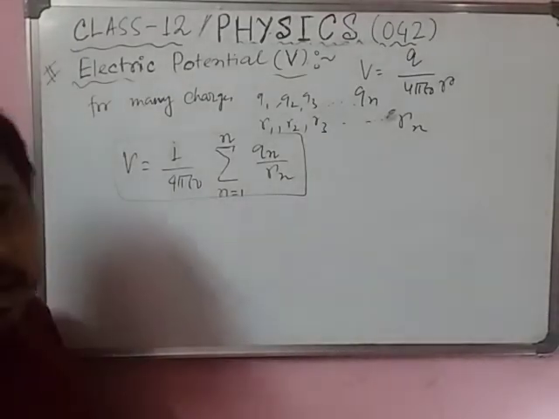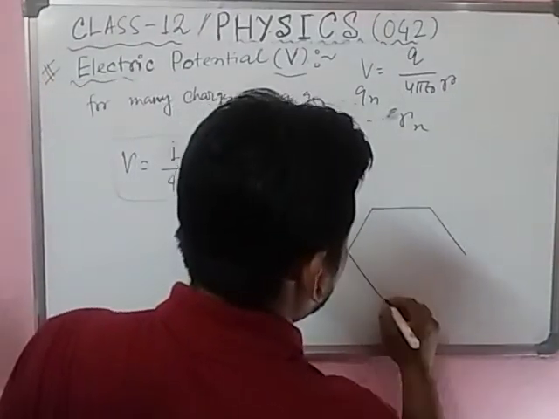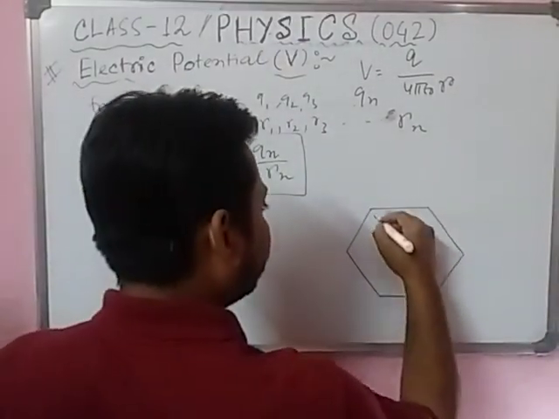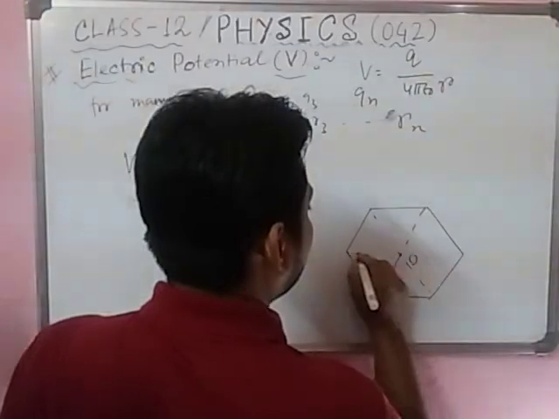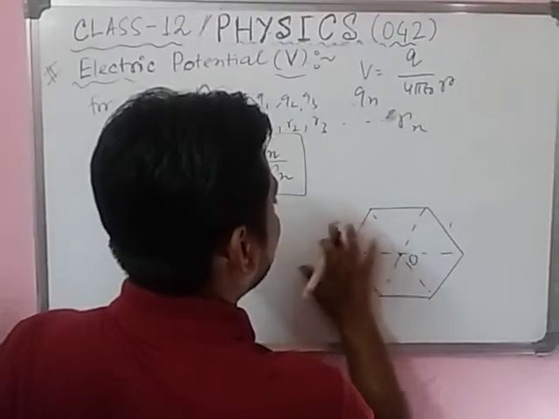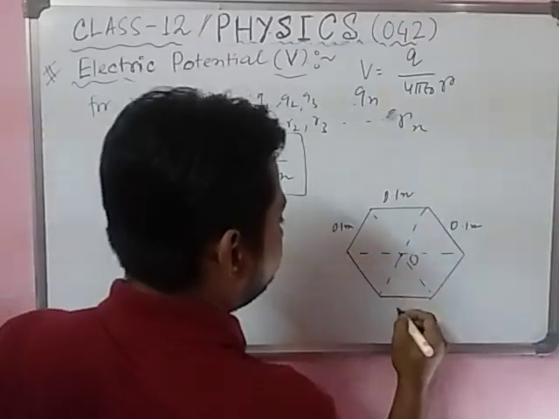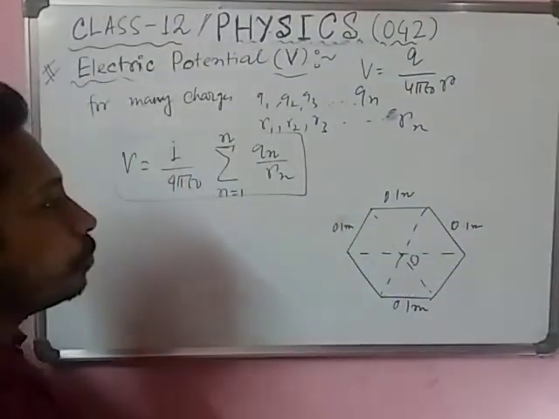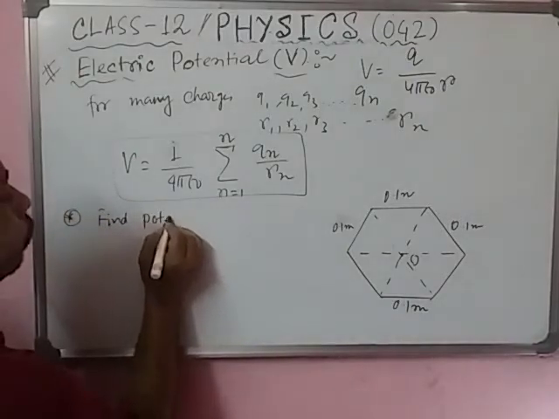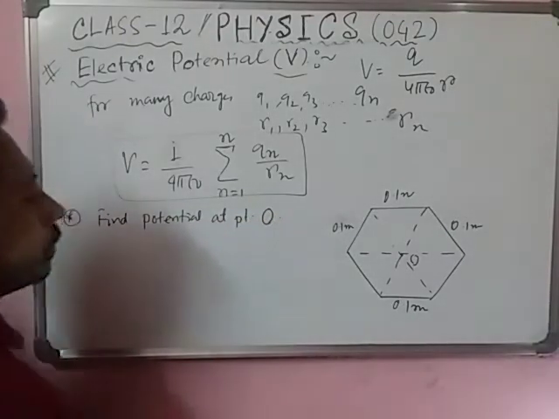So you can do a numerical. Suppose there is a regular hexagon, a benzene-like structure. Now you want to find out the potential at point O. Each side is given as 10 centimeter, or 0.1 meter. Each side is 0.1 meter. Now find the potential at point O. Okay, try it yourself.